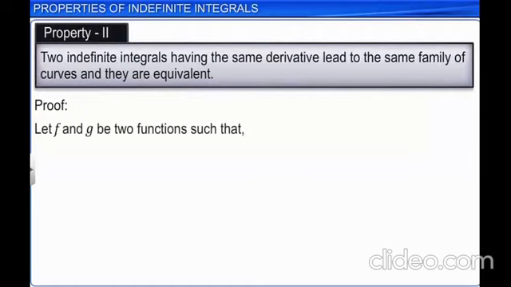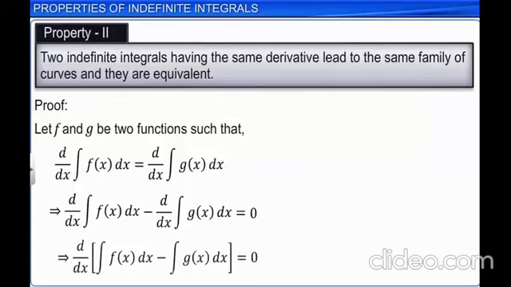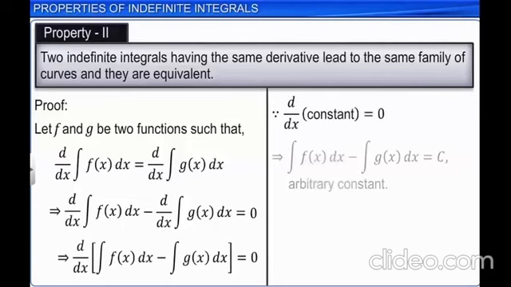Let f and g be two functions such that the derivative of the integral of f of x with respect to x is equal to the derivative of the integral of g of x with respect to x. Now, on transposing the terms from the right-hand side to the left-hand side, we get the derivative of the integral of f of x dx minus the derivative of the integral of g of x dx is equal to 0. This can be written as shown here. Since the derivative of a constant is equal to 0, the integral of f of x dx minus the integral of g of x dx is equal to c, which is an arbitrary constant.